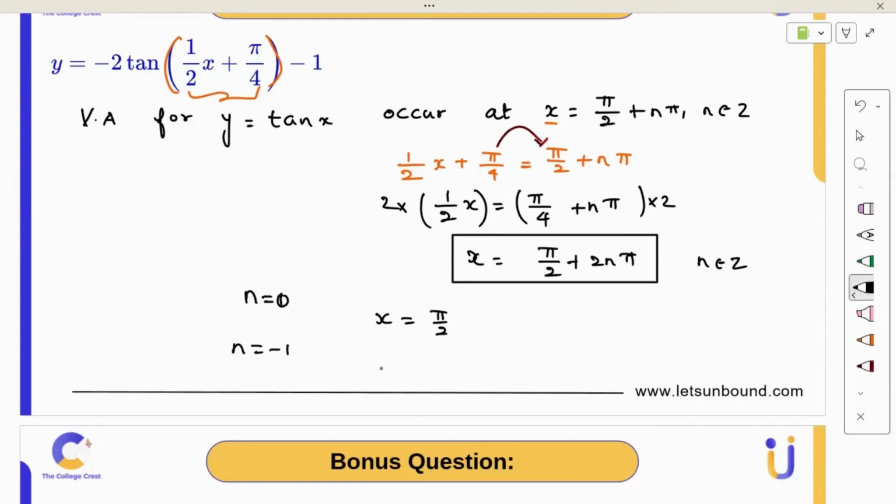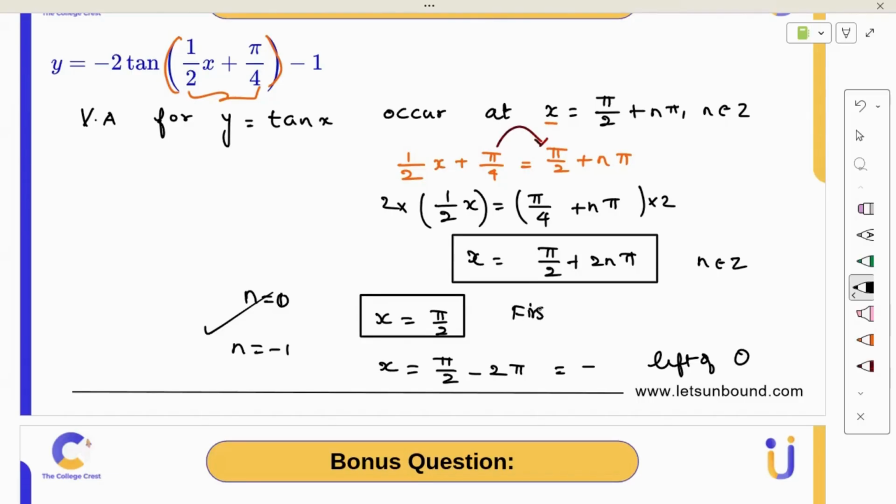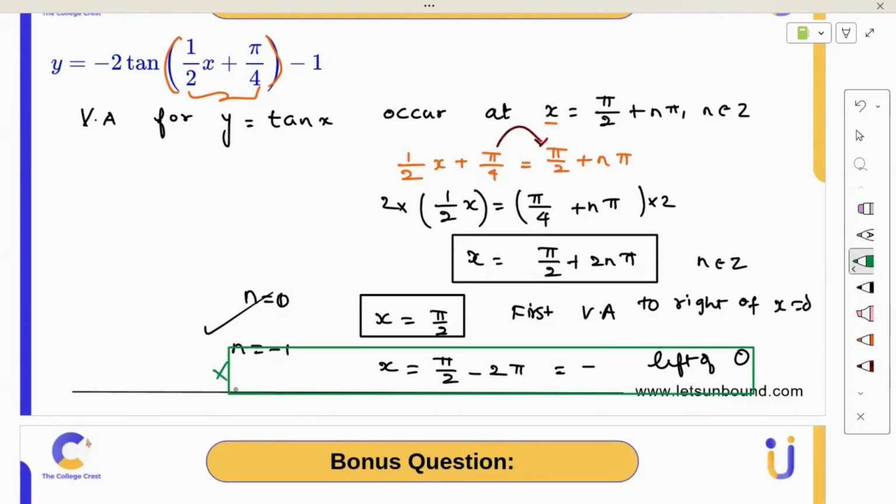Let me put n is negative 1. x is pi by 2 minus 2 pi, right? Which is negative, so this is left of 0. So n is equal to 0 gives the first, and it's positive, right? x is pi by 2 is the first vertical asymptote to the right of 0. If they ask left of 0, we'll go with negative 1. But this was just a check I did to confirm it, so this is not useful to us. n is equal to 0 and x is equal to pi by 2.